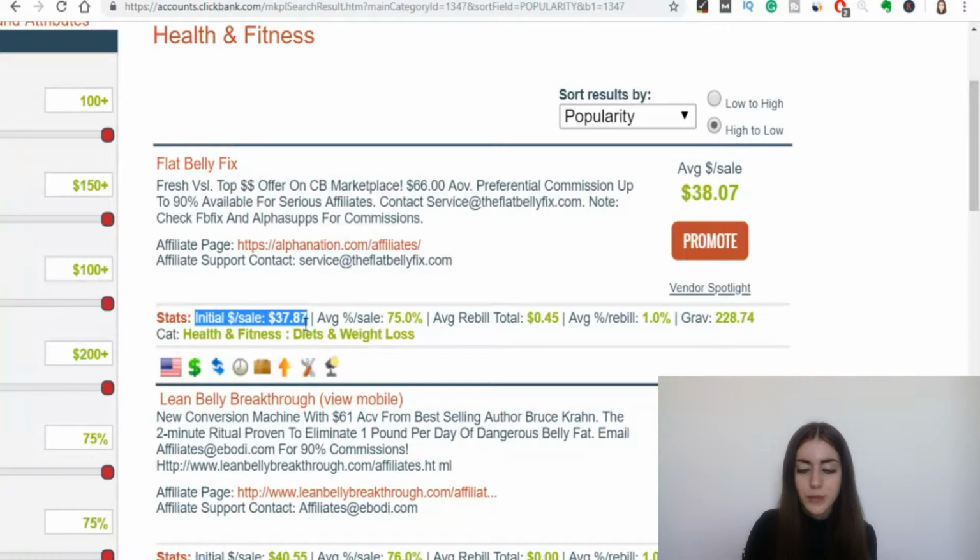Now basically, if those two numbers are the same, that means there is no opportunity for us affiliates to make money on the backend. So we would just get paid for this first initial product, and that's basically it, right? Vendors will keep all the money on the backend. So basically, this is how you actually find out if there is this opportunity for you to make money on the backend. So in this example, you can see that average sale amount is $38.07. And initial sale amount is $37.87. So basically it's maybe a few cents difference, but it's basically the same number, right?